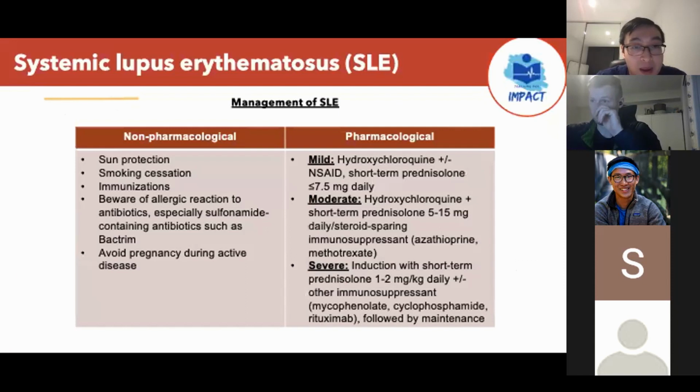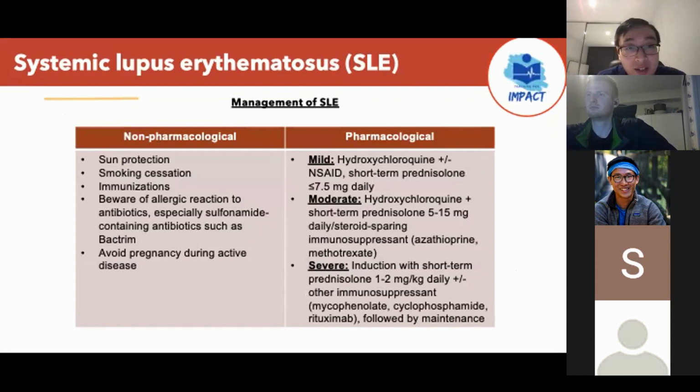All right, a quick word about how we manage SLE. So management of SLE can be divided into non-pharmacological and pharmacological. So non-pharmacological, I've listed the things to consider there. I guess a word about smoking cessation.